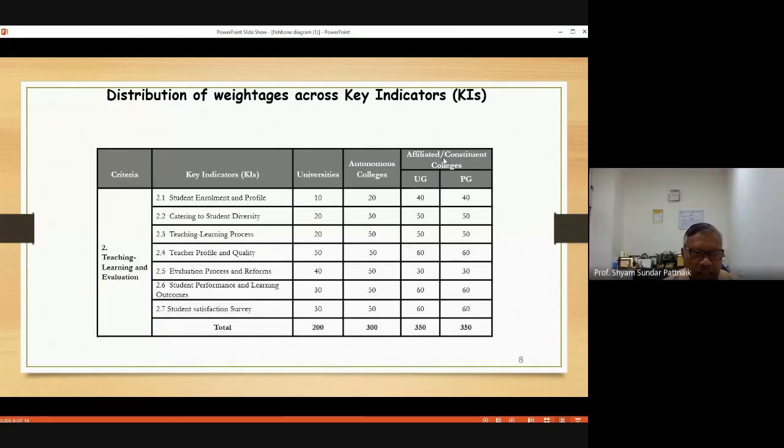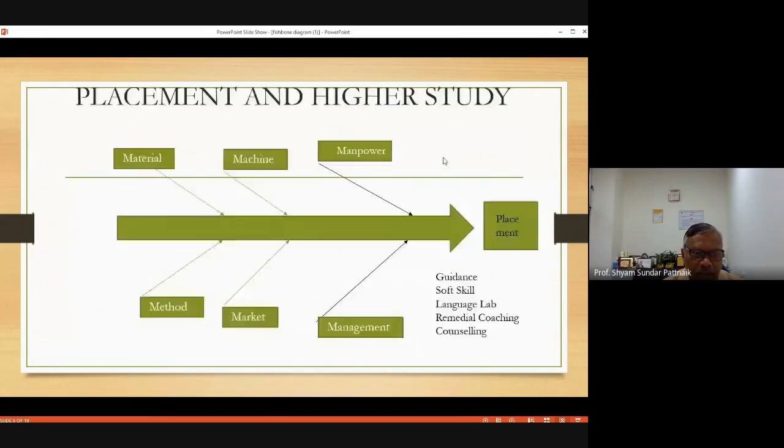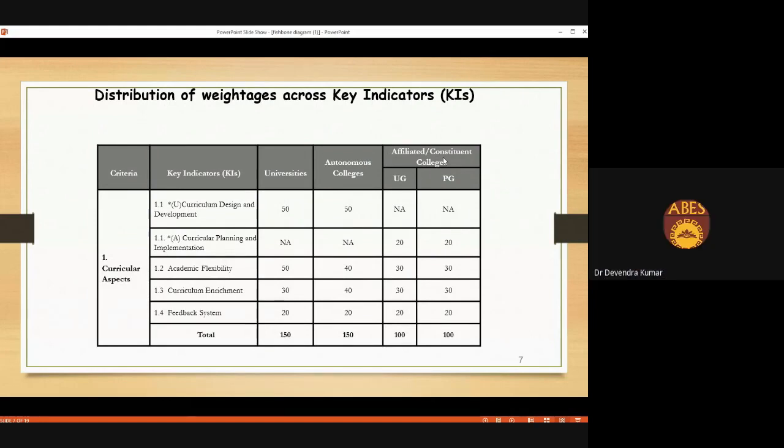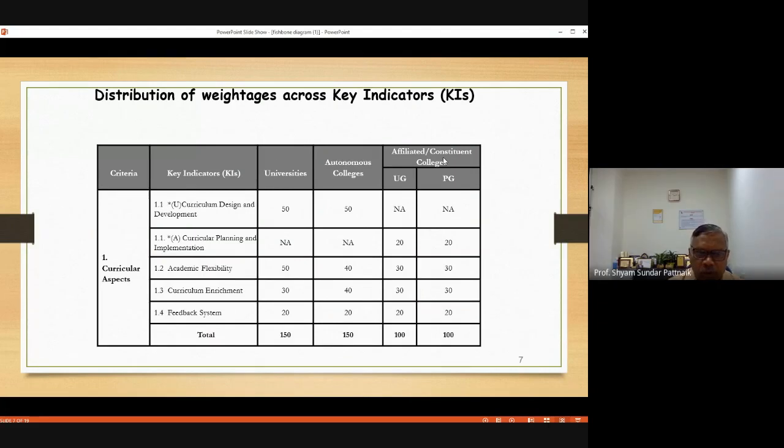ABS is criteria 1, if I remember correctly. Yes, ABS is criteria 1. This is your curriculum aspect. Okay, sir. So here, all these 4 you have to, when you are talking, your problem is a curricular aspect.